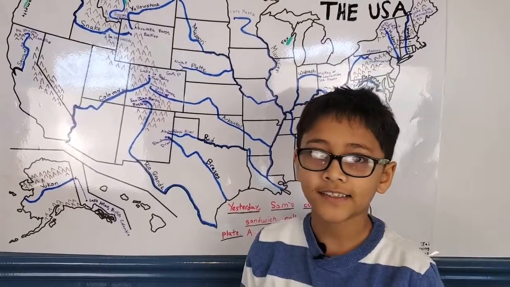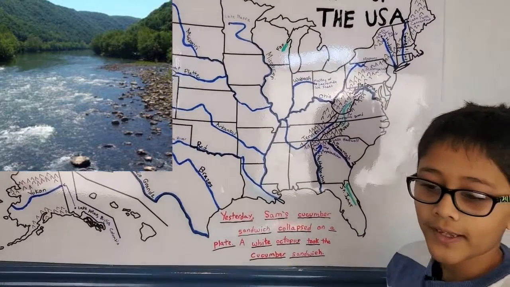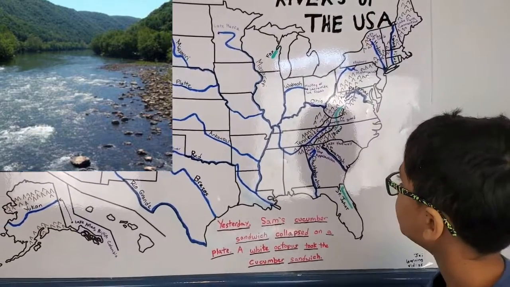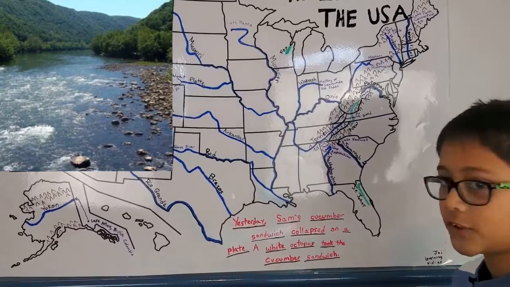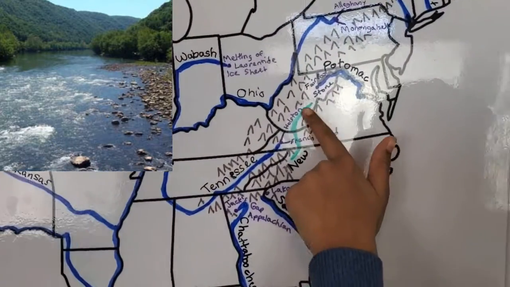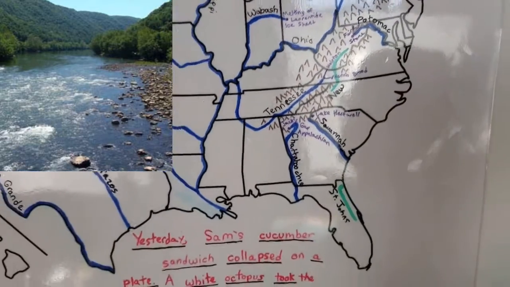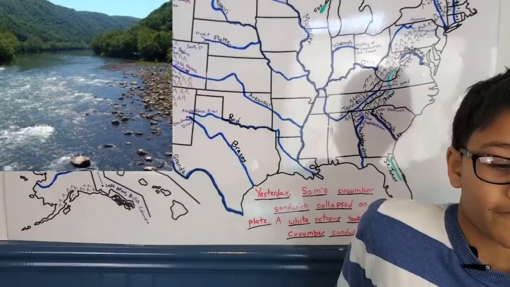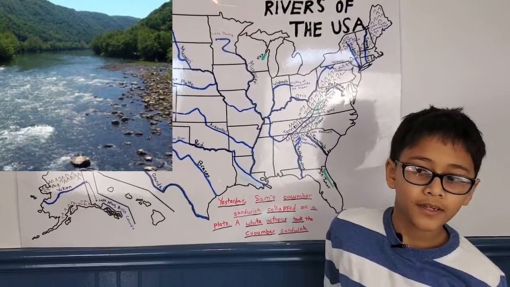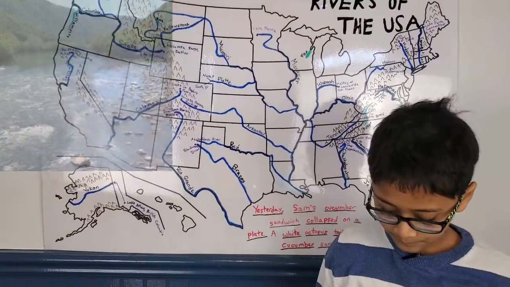Our second fact is about a river that we didn't review, because it's not a major river. It is the New River in West Virginia, and you can see here in green is the New River. All of the fact rivers are in green. It is the second oldest river in the world. The oldest river in the world is the Nile River in Africa.